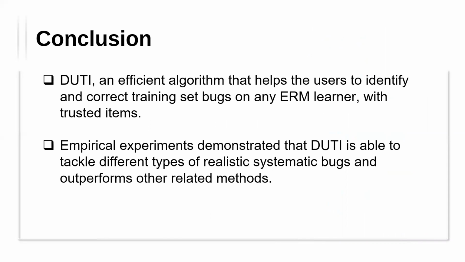Okay, so basically, that's all. They introduce DUTI, efficient, I guess not so efficient, that can help the user identify training set bugs with trusted items, and they also run empirical experiments to demonstrate DUTI is able to find those bugs. That's my presentation today.